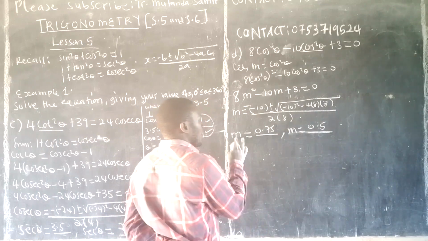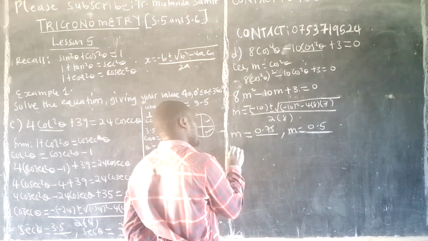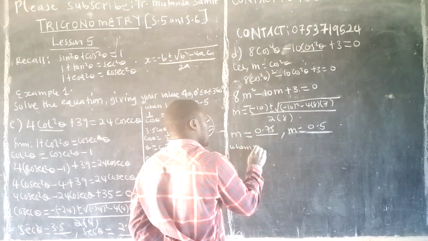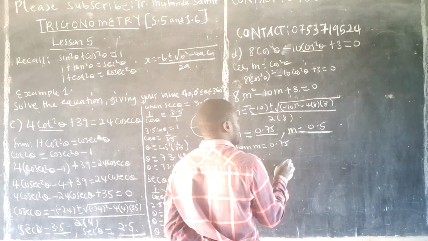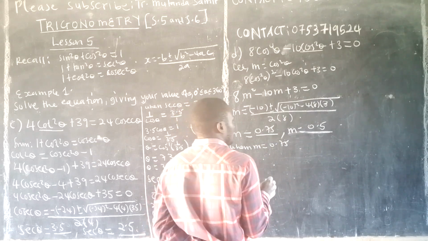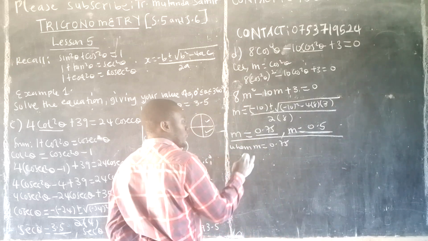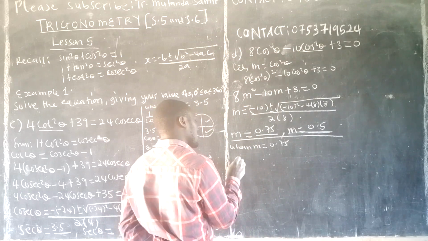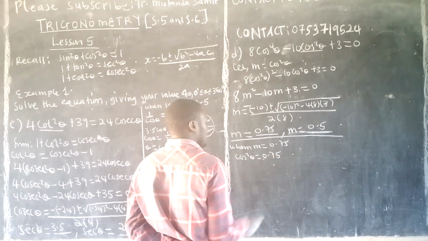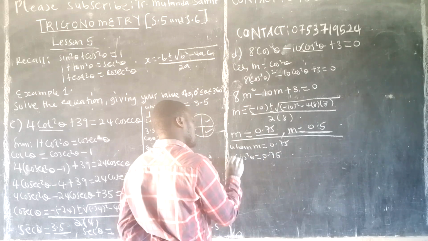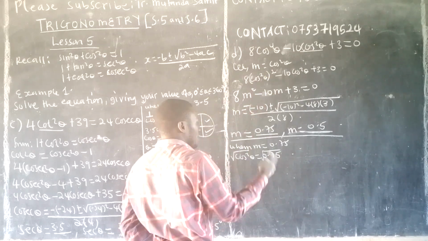Remember, our m was cos squared theta. Let's start with when m is equal to 0.75. We start with that one. So we're starting another journey. When m is equal to that, we have cos squared theta is equal to 0.75. Then introduce a square root. Remember, m was cos squared, so I'm bringing back the cos.